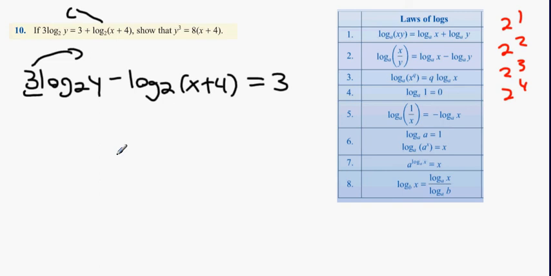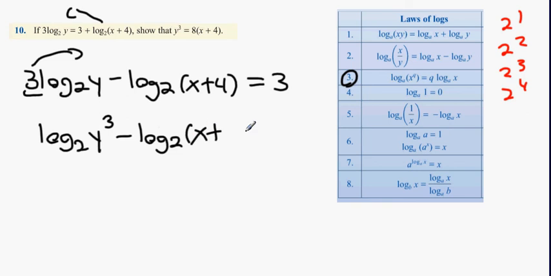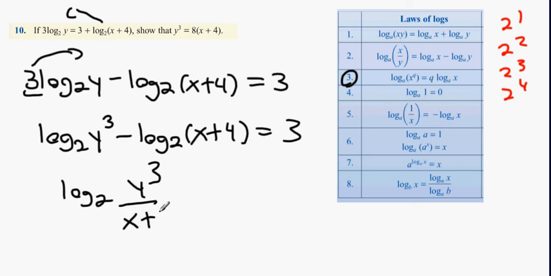Now, where do I put the 3? I use rule number 3 and I bring the 3 up to y cubed. Okay? And now all of a sudden it's basically party time because we're compatible, you know? So the log 2 and the log 2 is compatible, okay? So we're going to use rule number 2. So x over y. In the x position is y cubed, and in the y position is x plus 4. So we're going to get log 2 of y cubed over x plus 4, all of that equals 3. What does this mean?